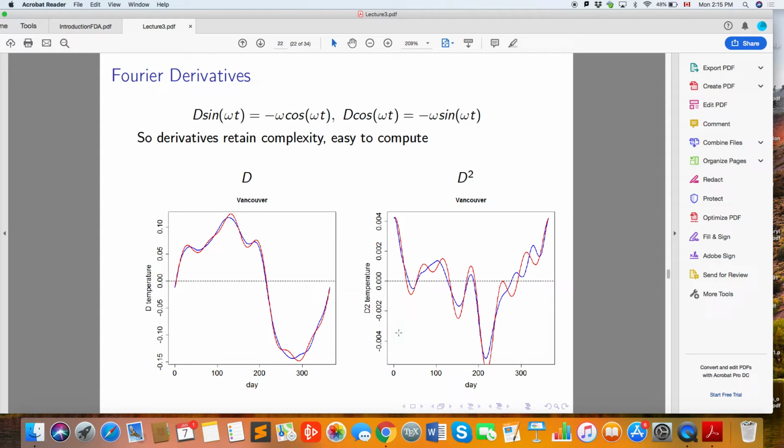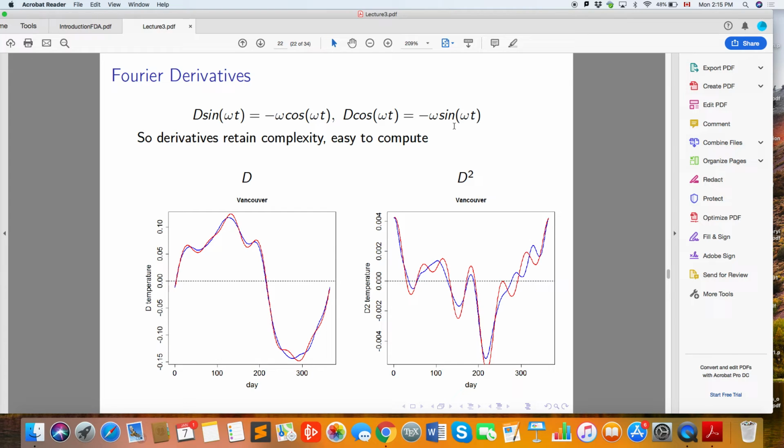Another advantage of the Fourier basis function is in its derivative. Here capital D represents the first derivative with respect to t. When we take the derivative of the basis function with respect to t, the derivative of sin omega t will be, I think there's no minus, right? So the derivative of sin omega t will be omega cosine omega t. And the derivative of cosine omega t will be minus omega sin omega t.